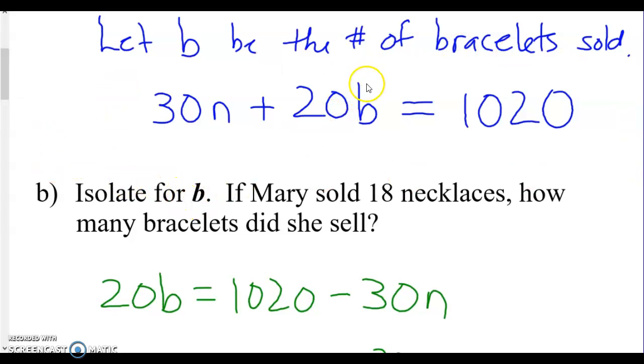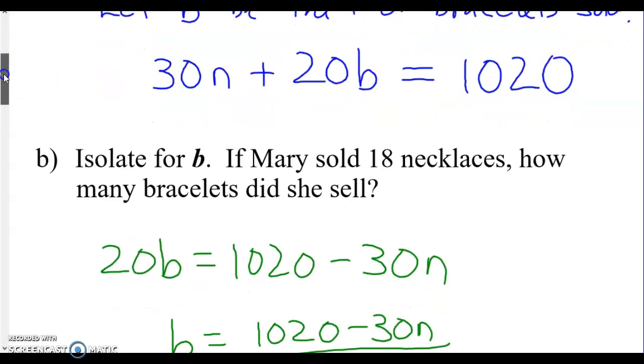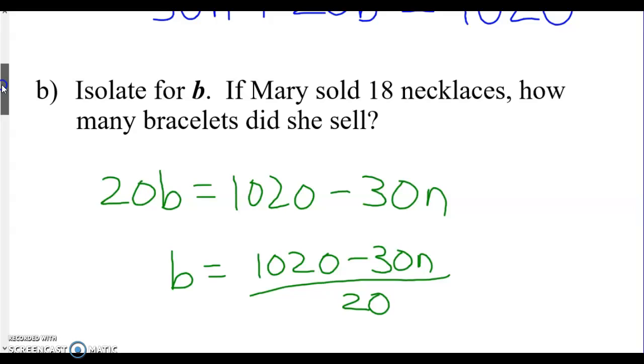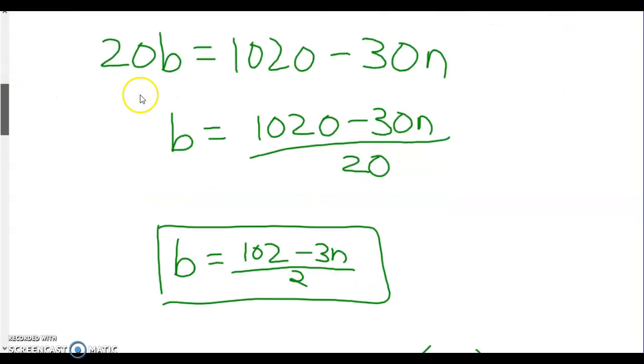Now we are being asked to isolate for b. So I'm going to take this equation, I'm going to move the 30n over, and then I will divide by 20. I'm going to isolate for b, and then there's a part 2. If Mary sold 18 necklaces, how many bracelets did she sell? So let's first isolate for b, and then we will substitute in 18 for n. So I move the 30n over, it becomes negative. Take this 20, divide both sides by 20.